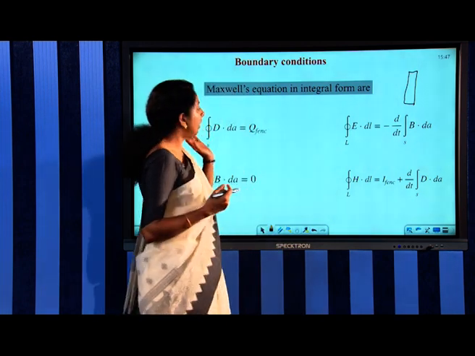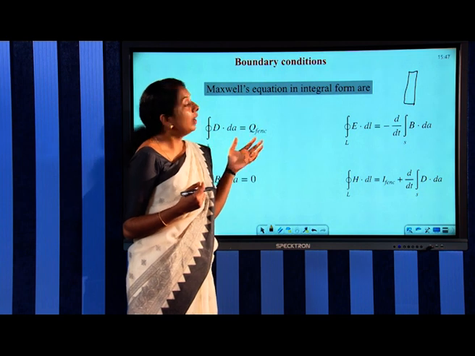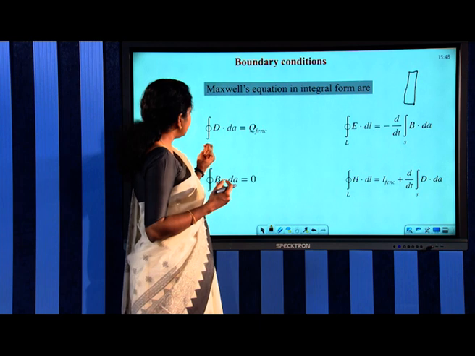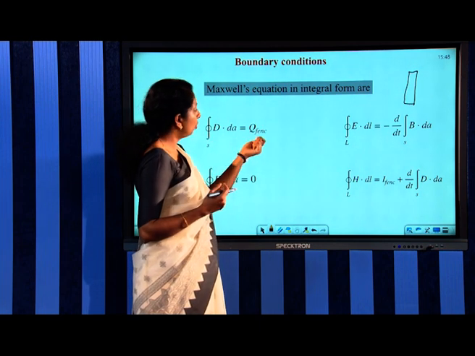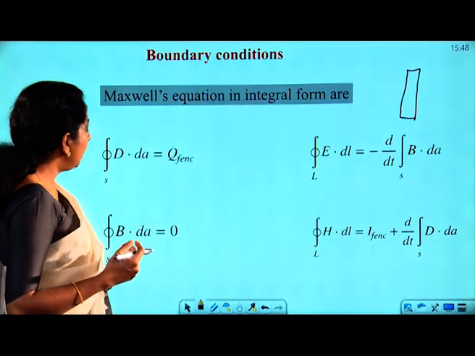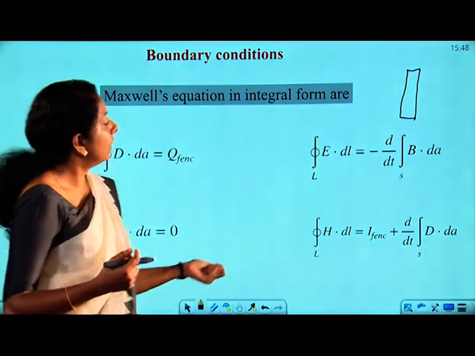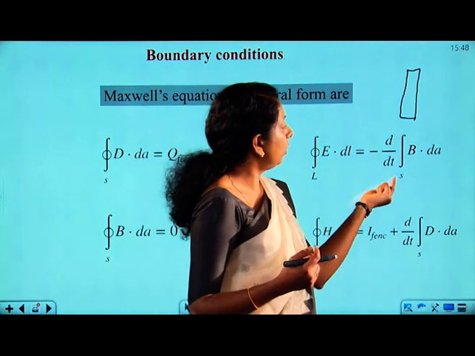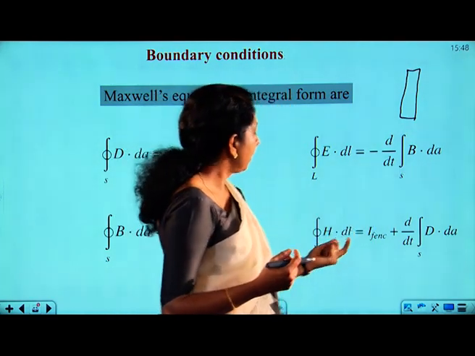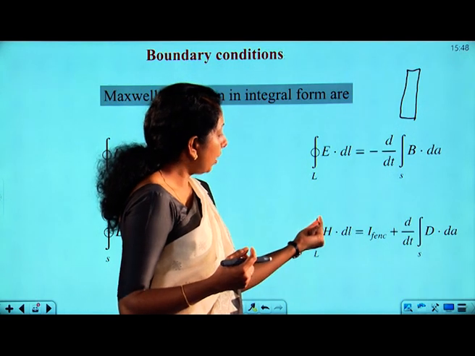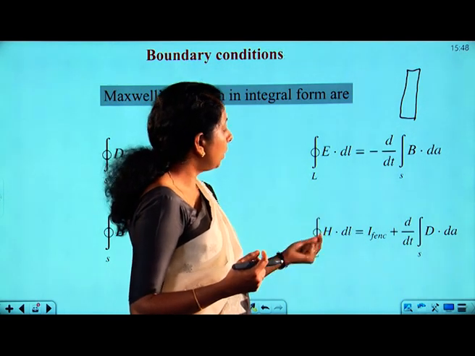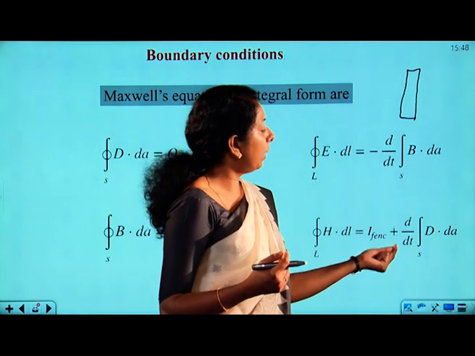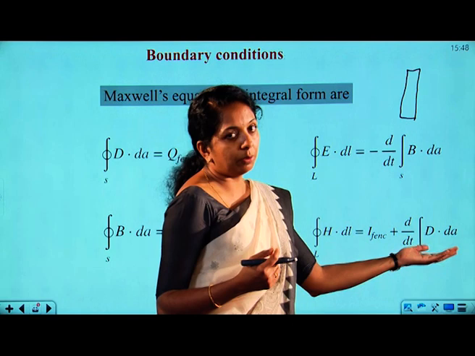Now, here we have rewritten the Maxwell's equations inside matter in integral form. That is, surface integral D dot dA is equal to Q_f enclosed, and surface integral B dot dA is equal to 0. Then integral over closed loop E dot dl is equal to minus d/dt of surface integral B dot dA, and the last one, the modified Ampere's law, becomes integral over closed loop H dot dl is equal to I_f enclosed plus d/dt of surface integral D dot dA.